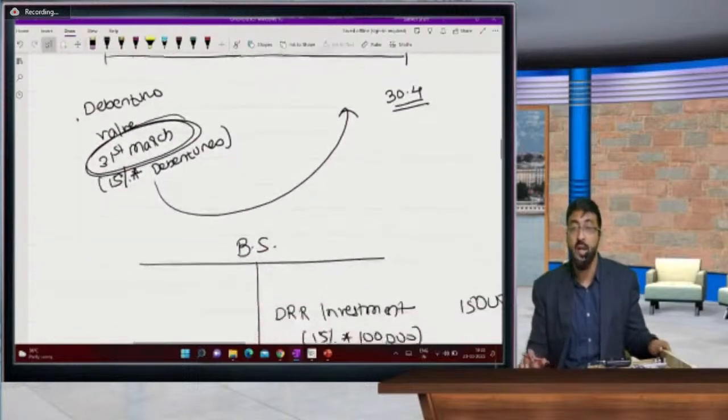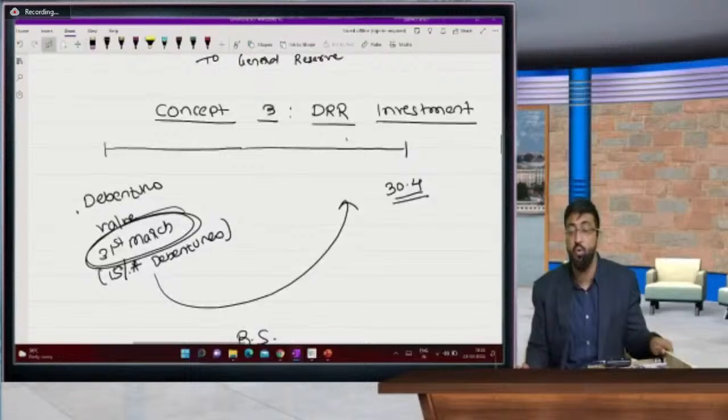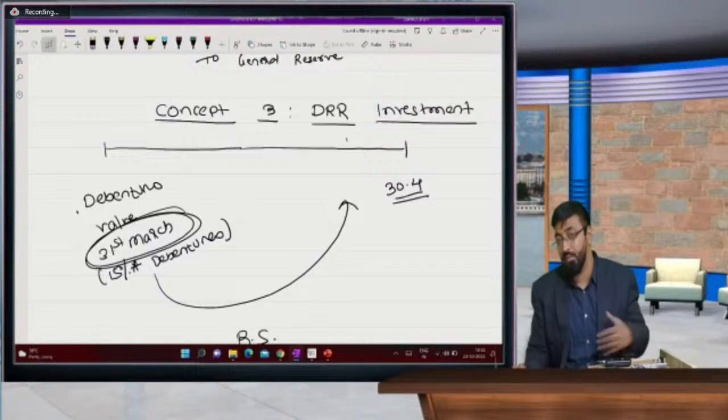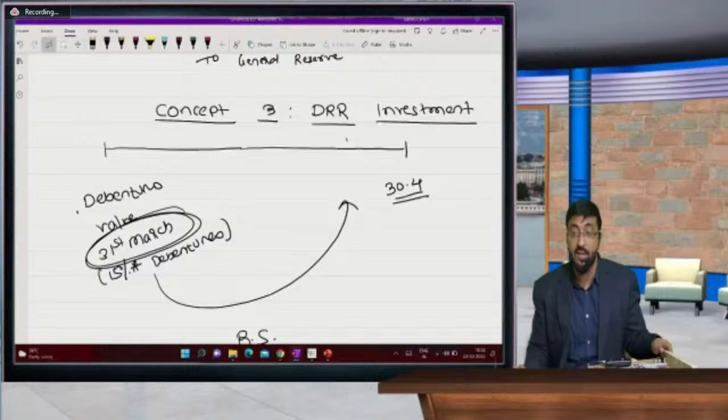And what is DRR investment? DRR investment is nothing but you have to invest in the trusted securities, 15% of debentures. The list is given in the module, so you can read it. Today I started late, so I'm just taking only those concepts which are very important, not going into very much detail. So 15% of the debentures, whatever the closing balance on 31st March every year, you have to invest it till 30th April. So this is the concept.